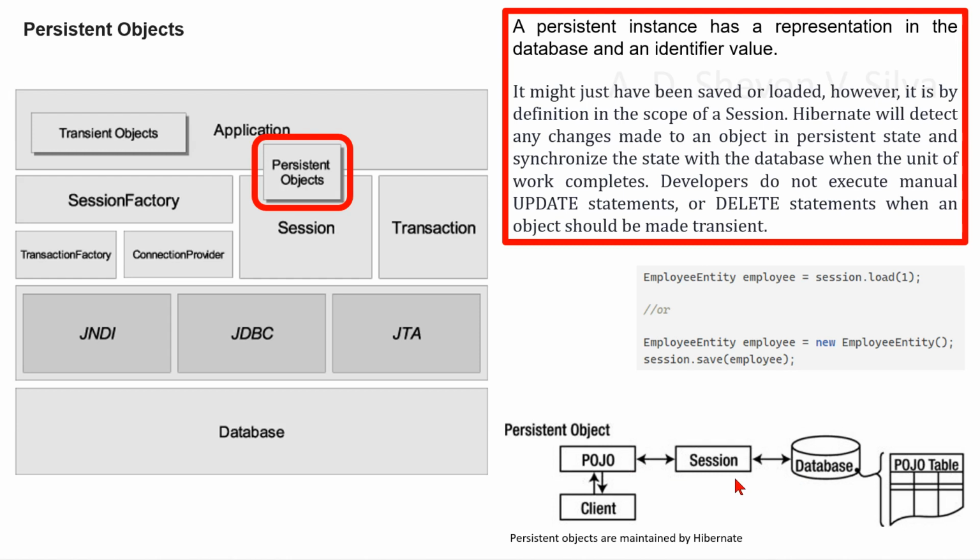We can get a persistent entity in either of two ways. Load the entity using get or load method. Persist the transient or detached entity using persist, save, update or save or update methods.